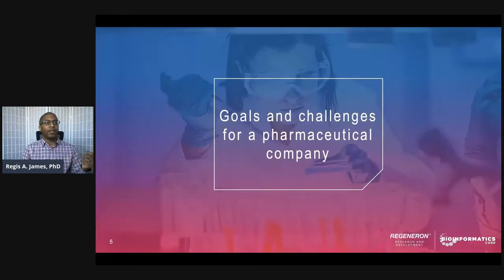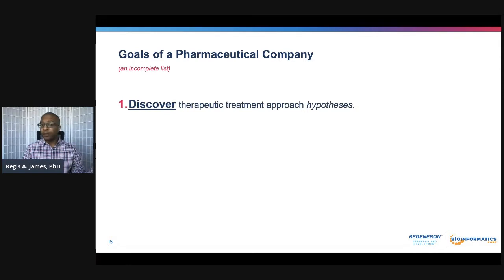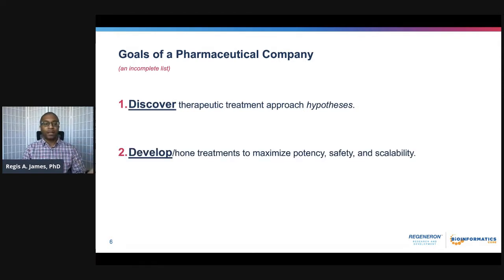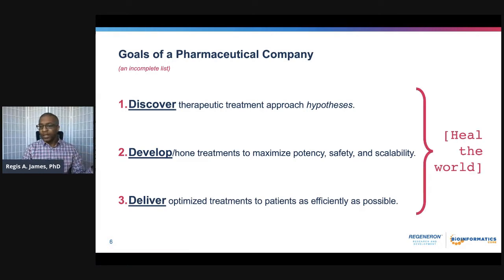So for the goals and challenges for a pharmaceutical company, and this is an incomplete list, but the first thing is to discover therapeutic treatment approach hypotheses. Then to develop and hone these treatments to maximize their potency, safety, and scalability, and then deliver these optimized treatments to patients as efficiently as possible, which in a nutshell is an effort to heal the world. That's what we do in pharmaceutical companies.